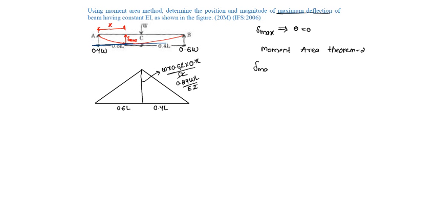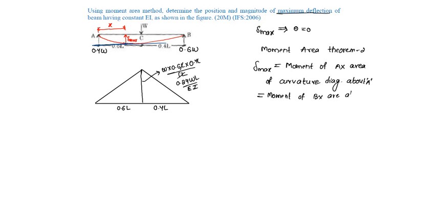delta max will be the moment of the area of the curvature diagram about A, and if we see the other side, which is equal to the moment of the area of the curvature diagram about B. That is, let us take this as X. This is X distance.